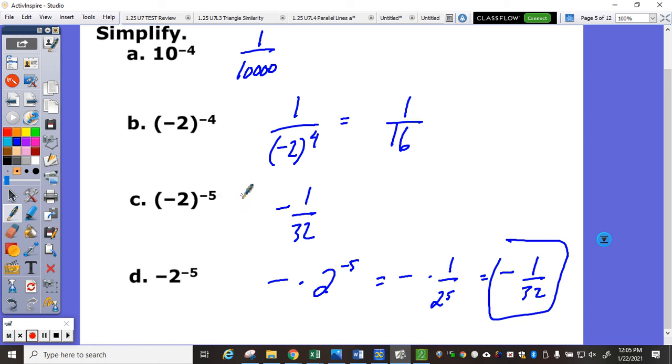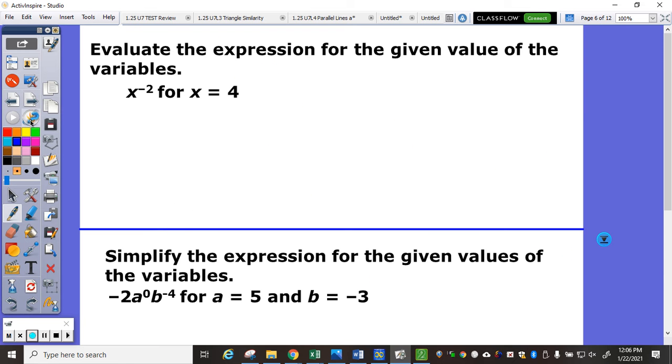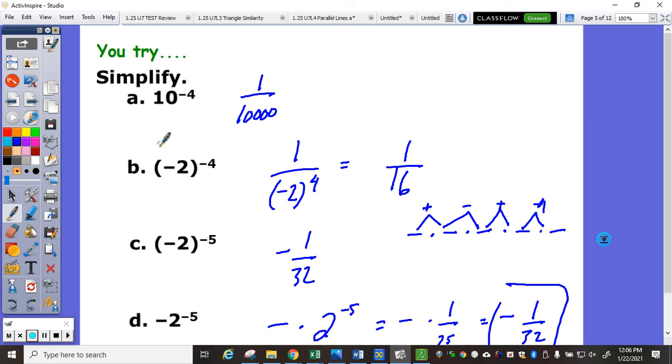Okay, so this is saying I have a negative times a negative times a negative times a negative times a negative, right? So these two make a positive. This positive times this negative makes it negative. This negative times this negative makes it positive. And this positive times this negative makes it negative. Okay? All right. And again, calculators are incredibly useful and allowed.